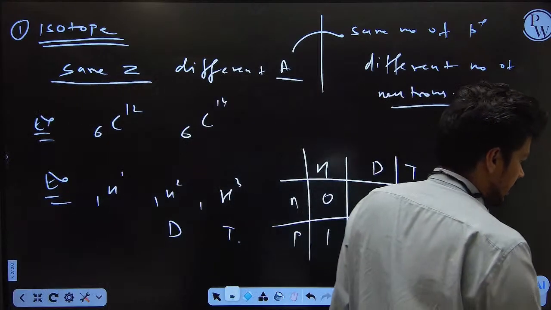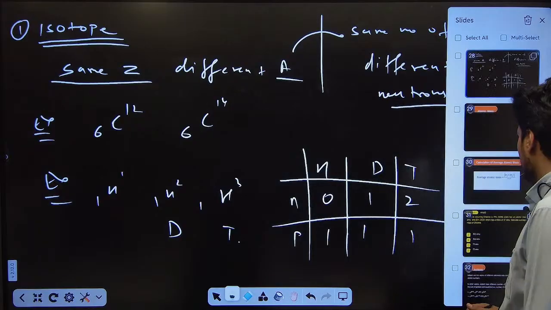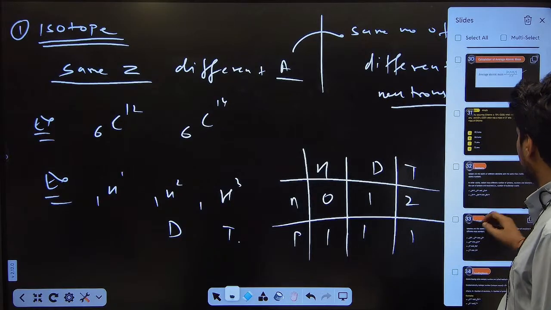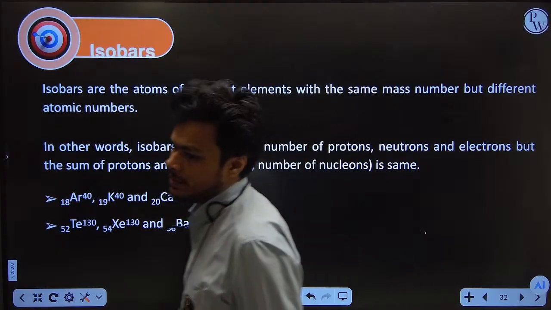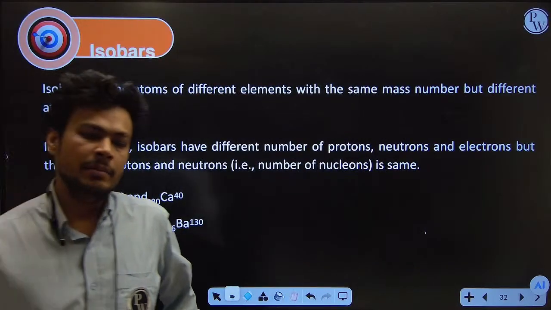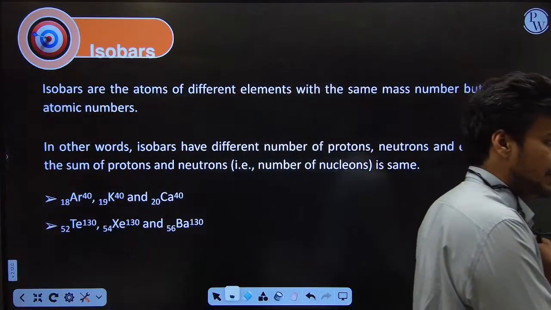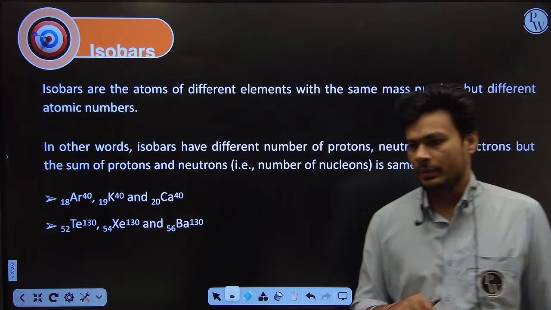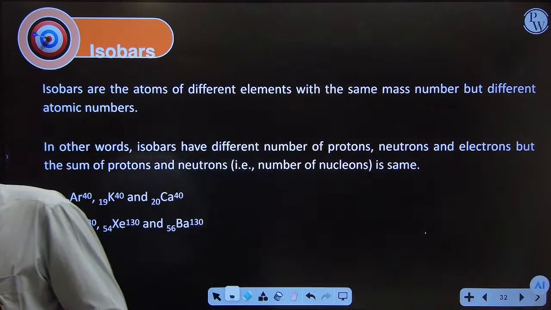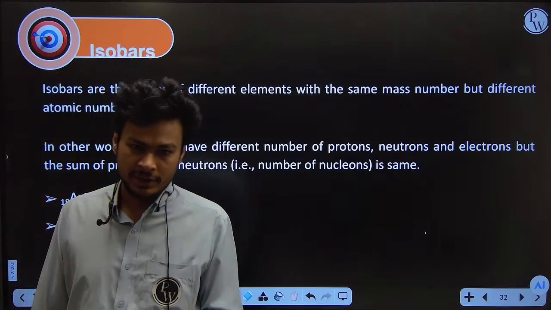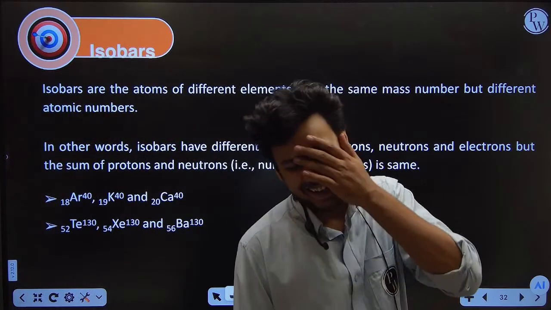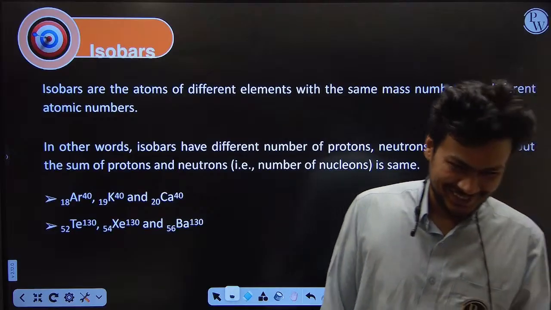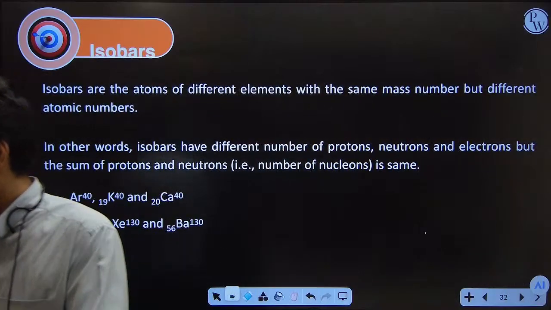Yeah. Next will be isobars. Isobars are what? Same mass number, but different atomic number. So if you have different atomic numbers, then the atoms must be of different elements.